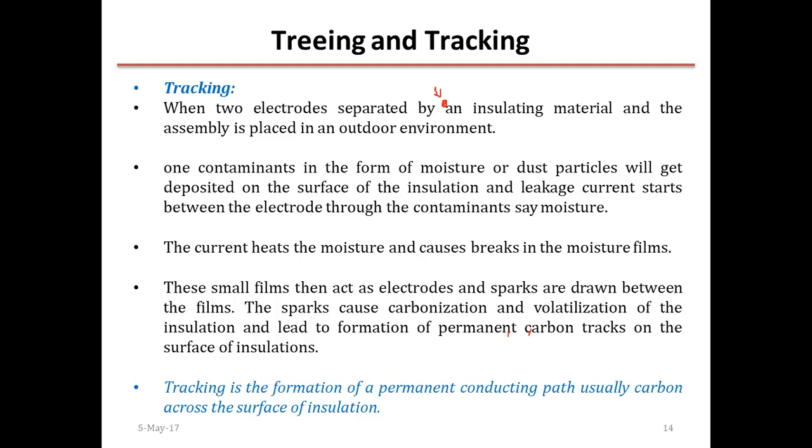The spark causes carbonization and volatilization of the insulation and leads to the formation of permanent carbon tracks on the surface of the insulation. Tracking is the formation of a permanent conducting path of carbon across the surface of the insulation.